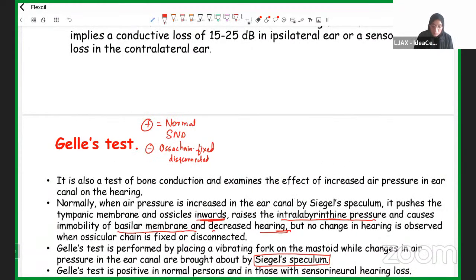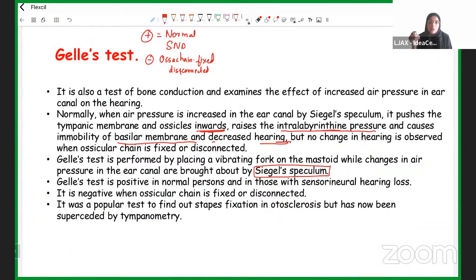All right, so let's repeat what Gelle's test is. You vibrate the tuning fork and put it on the mastoid bone, and simultaneously you increase the pressure in the ear with a Siegle's speculum. This pressure pushes the tympanic membrane and the ossicles inwards and increases the intralabyrinthine pressure. This creates immobility in the basilar membrane and reduces the hearing of the patient.